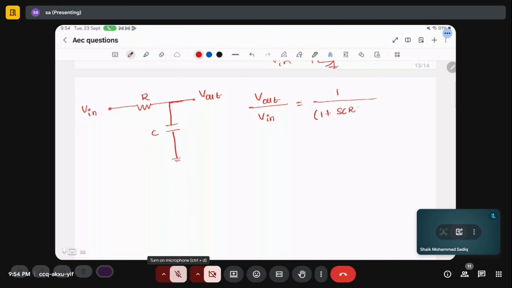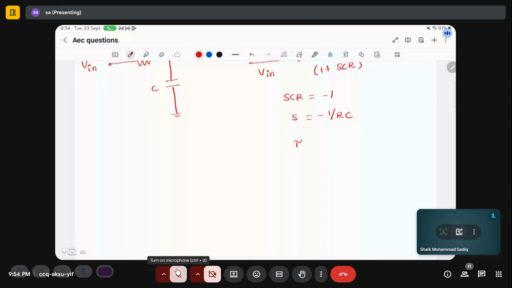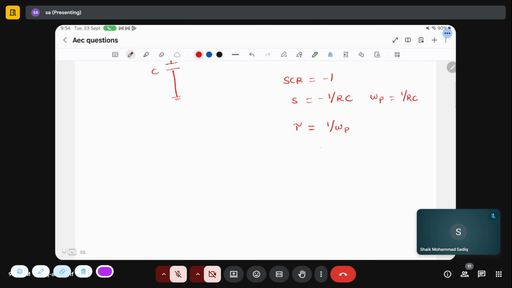From this, if you equate the denominator to 0, the time constant is nothing but 1 by omega p, equals omega RC, which is nothing but RC.